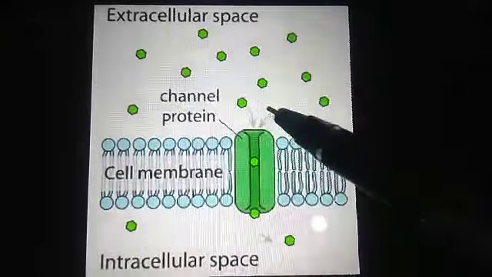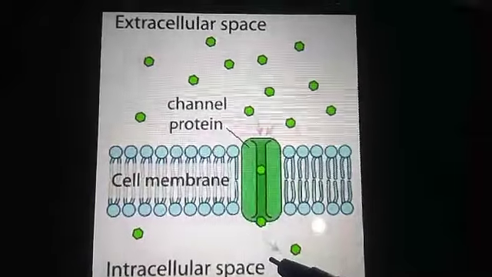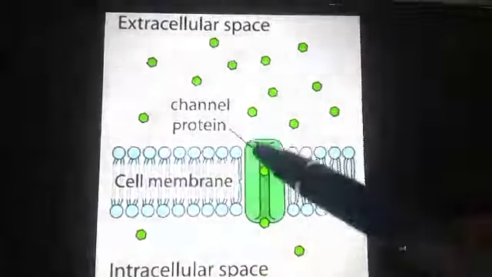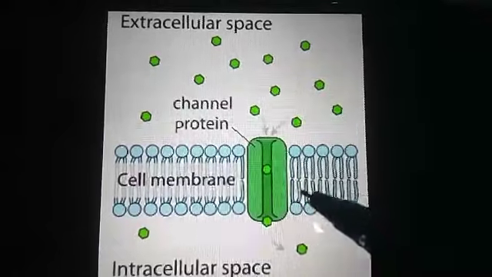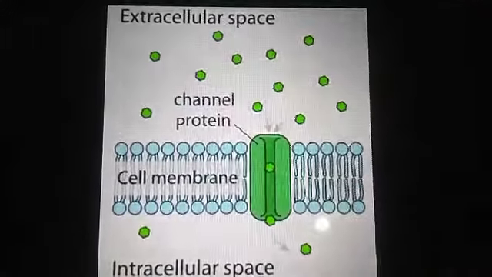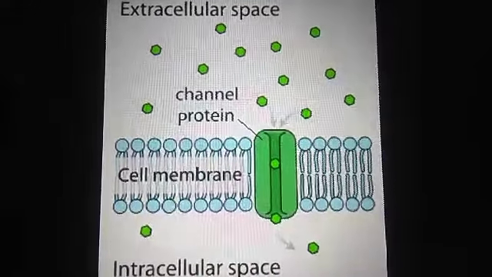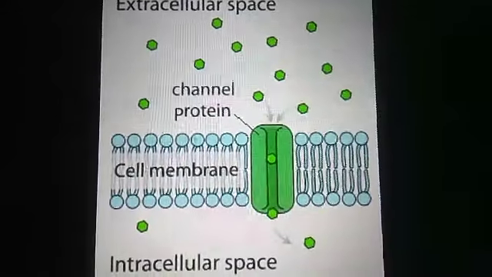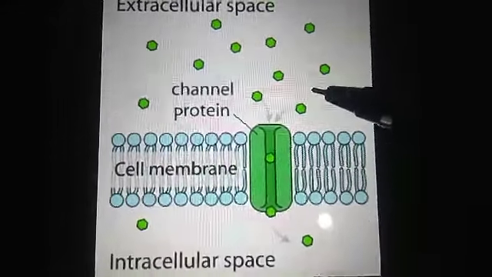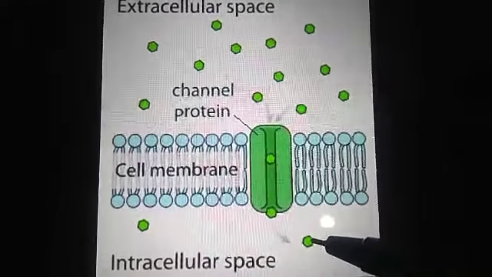So the substance will start moving from the region of higher concentration to lower concentration. And this kind of movement across the semi-permeable membrane is called diffusion. So what is diffusion? The spontaneous movement of substances from a region of higher concentration to the region of lower concentration. Let's read out and understand why this diffusion process occurs.